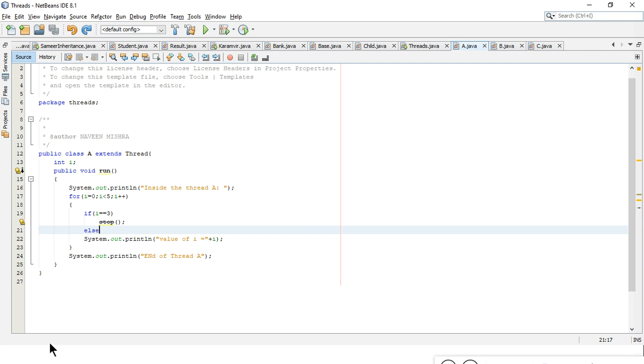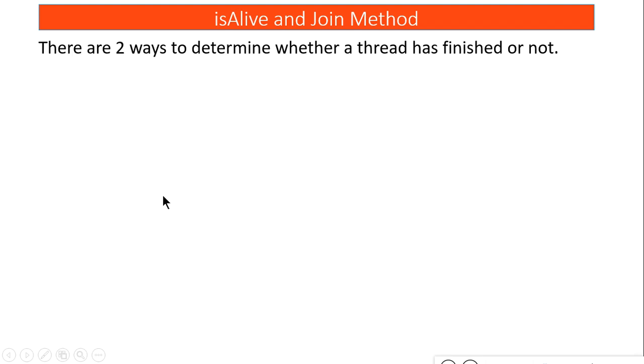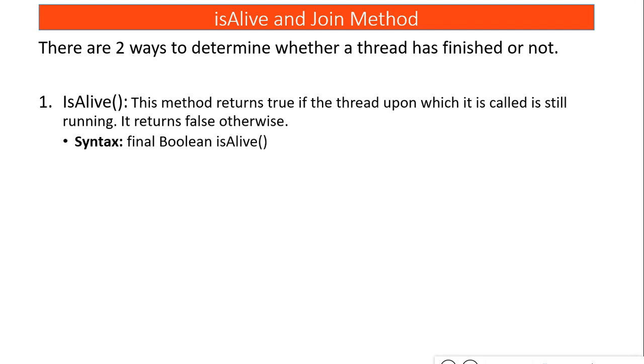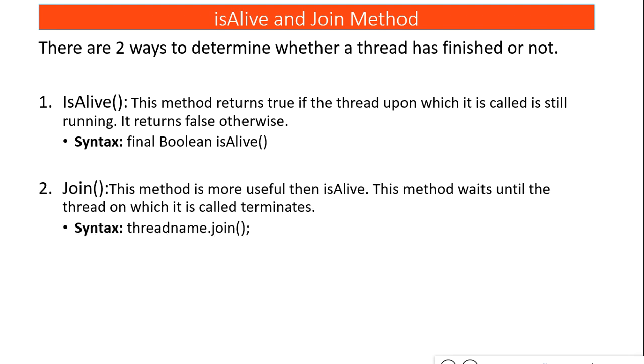So let's start with the isAlive and join methods. Independent of the life cycle you have two more methods, isAlive and join. These are the two ways to know whether your thread has finished executing or not. Let's start with isAlive. This method returns true if the thread upon which it is called is still running, and false otherwise. So if you want to check that your thread is not dead, you can call this isAlive method.